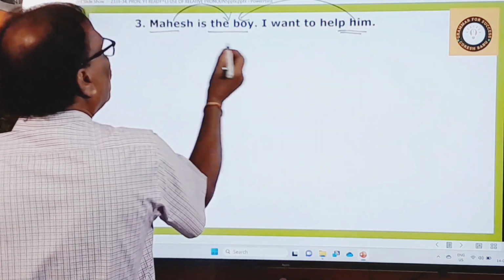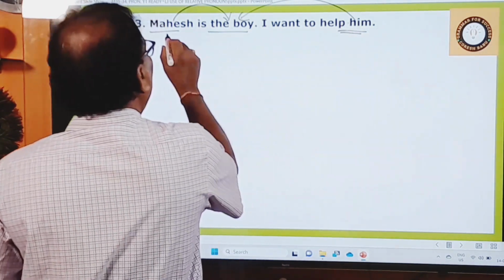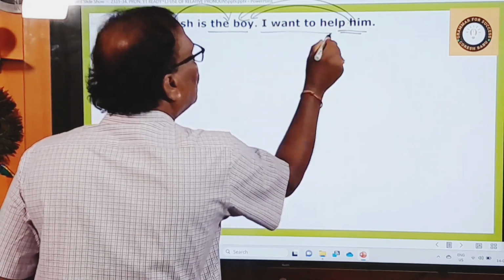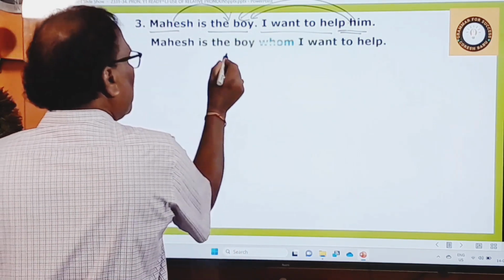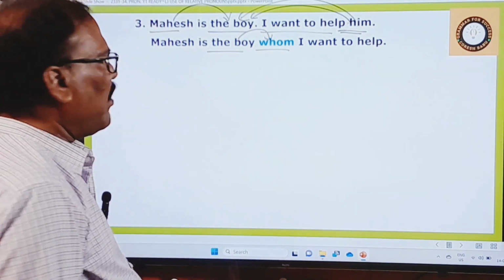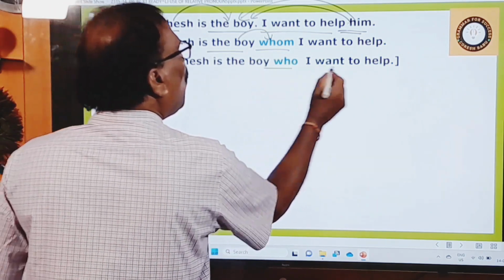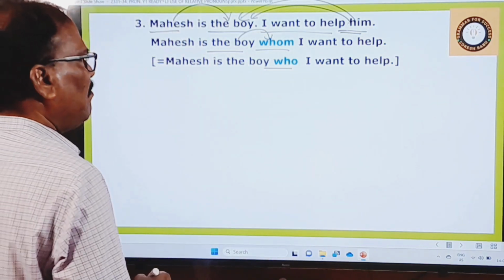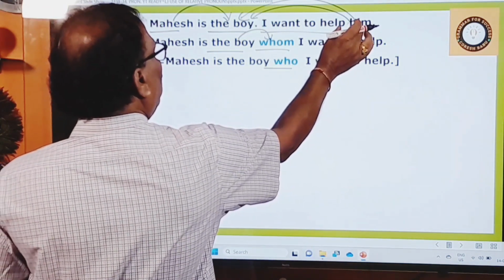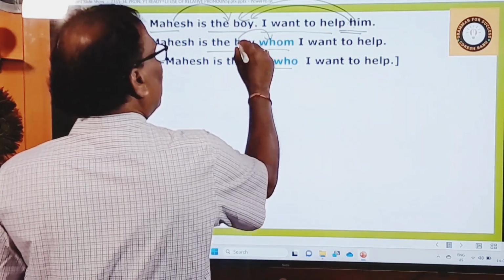So here how to connect it? How to join these two statements? Mahesh is the boy. After that, instead of him we use whom: I want to help. Like this: Mahesh is the boy whom I want to help. And in informal English: Mahesh is the boy who I want to help. Instead of him, we are using whom. And where do you use it? Immediately beside the noun.